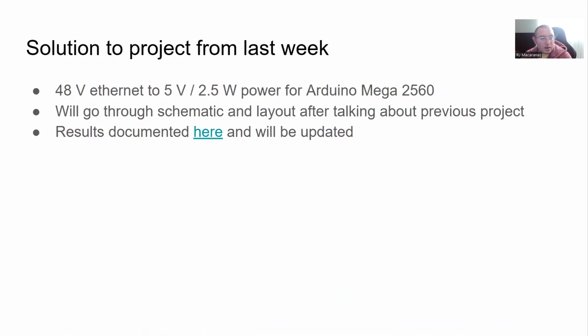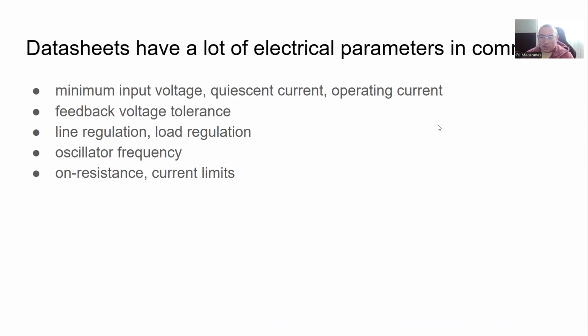All right, so getting into our discussion on electrical parameters. Datasheets have a lot of these electrical parameters in common. Here I've just listed out some different parameters that you'll see all over the place. We've got our minimum input voltage, quiescent current, operating current. These are all input power type electrical parameters.